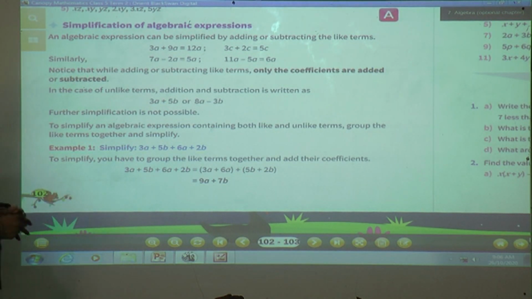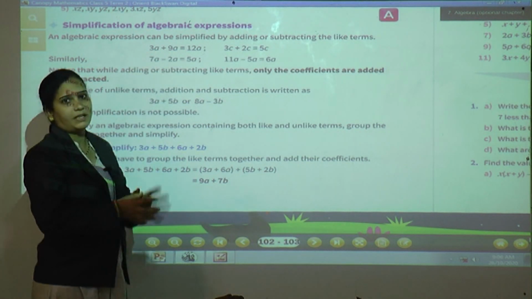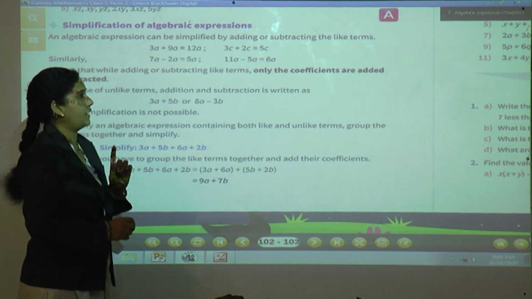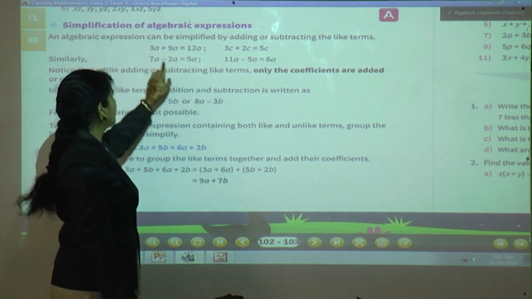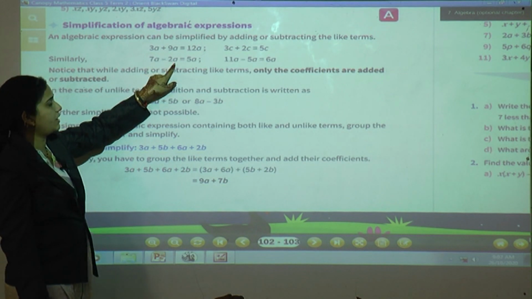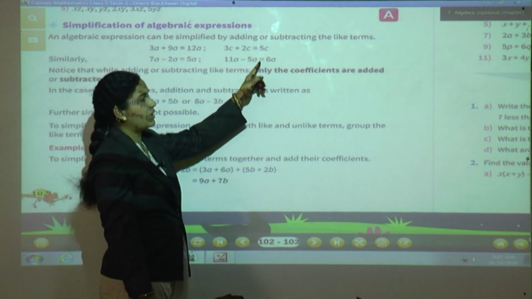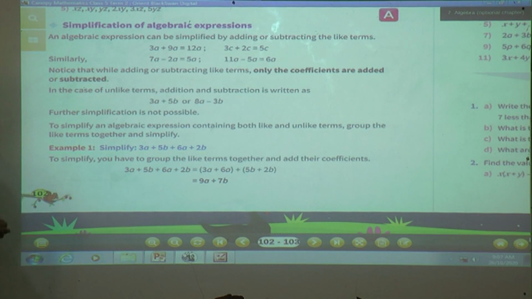Isn't it? Now see the expression. 3a plus 9a: 3 plus 9 is 12, and as the variable we take common a. Here 3c plus 2c will give 5c. 7a minus 2a is equal to 5a. 11a minus 5a is equal to 6a. Now notice that while adding or subtracting like terms, only the coefficients are added or subtracted.